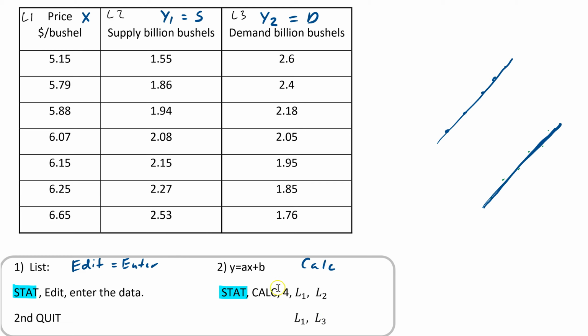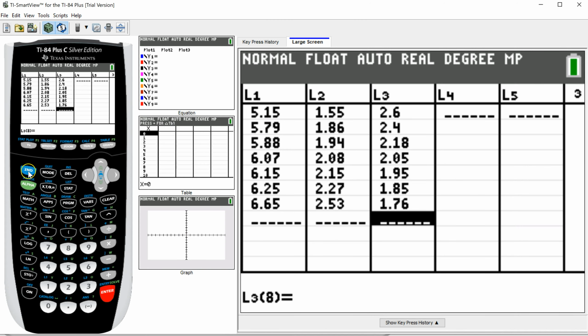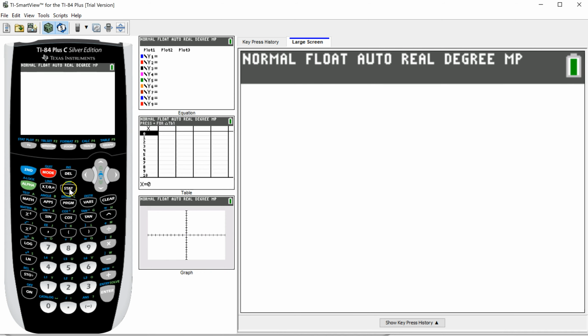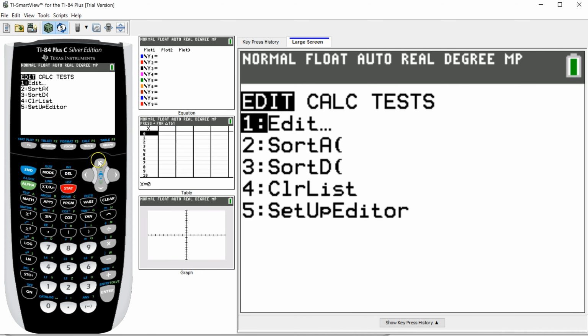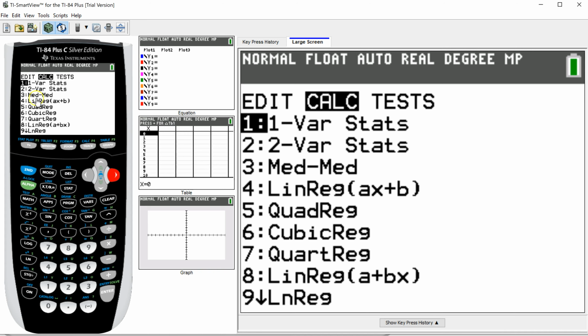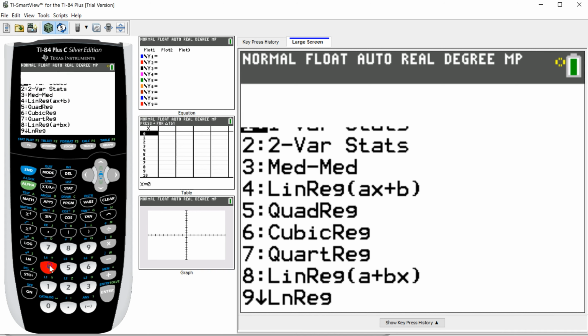Okay, now we're going to calculate it. So to do that, we go to Stats, Calculate, number 4, and then we're going to select it. So this right here, our L1, this is our price, and this is our supply, and then we'll do it again with price and demand. By the way, you want to clear out first. So second, quit, and then stats, and you'll see calculate. Now we're going to calculate. Number 4 is our linear regression, and that's our y equals ax plus b. So we select number 4.